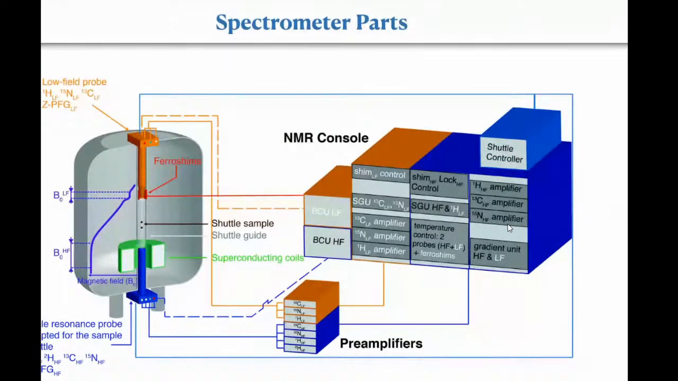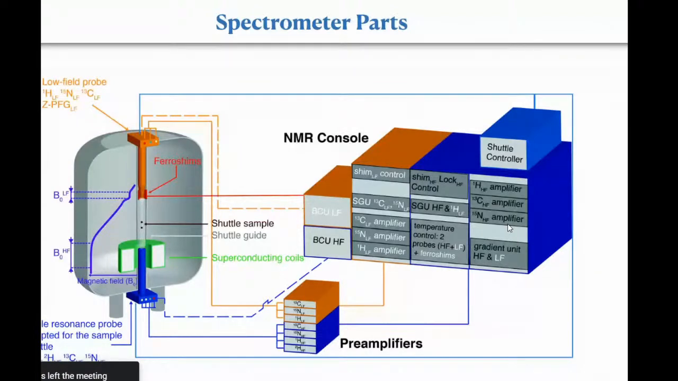Okay, so this is the entire thing. You can forget about the other shims and other things, your sample, the shuttle, and all, forget about that. Your probe, your superconducting magnet, goes to a preamplifier, which is then connected to an amplifier, and the console, which is the NMR spectrometer. So what does an NMR spectrometer consist of? It consists of the NMR console, the preamplifier, and the probe. Okay, these three components. There is also the temperature unit, which I'm missing, but all of these units will come.